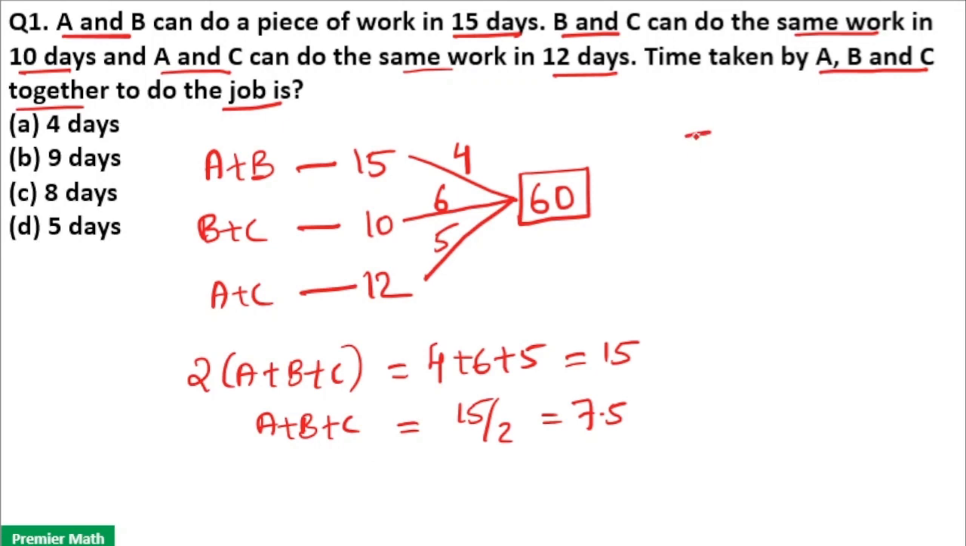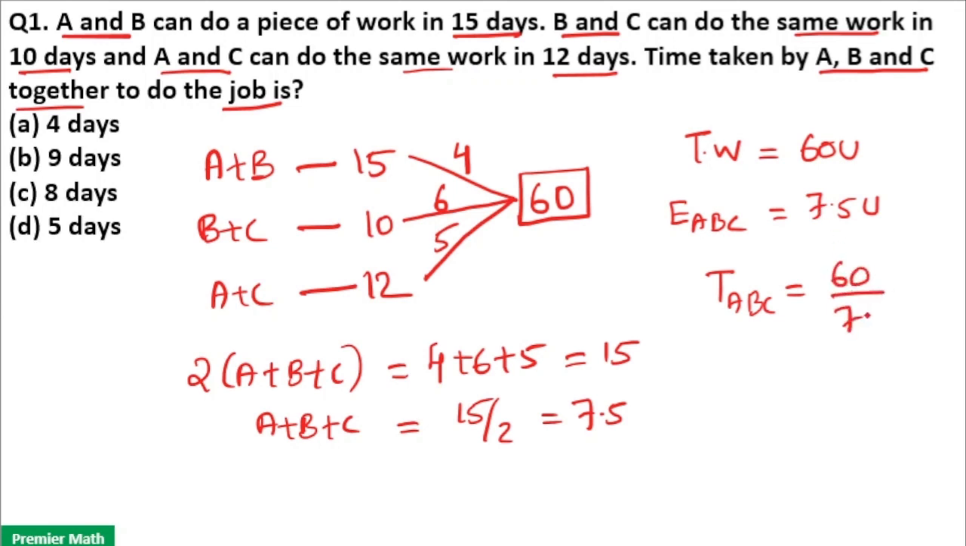So here total work is 60 unit and efficiency of A, B and C is 7.5 unit. That means time taken by A, B, C together to complete this 60 unit work is 60 by 7.5, which is equal to 8 days. So option C is your answer.